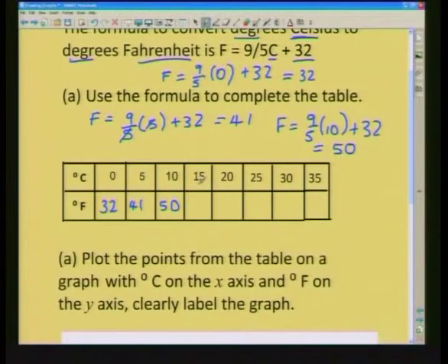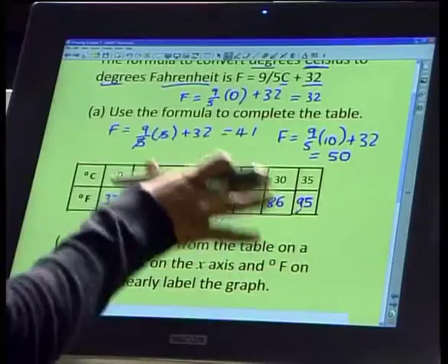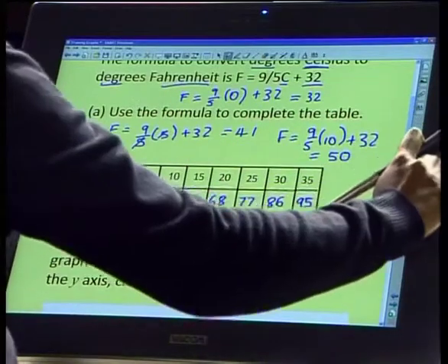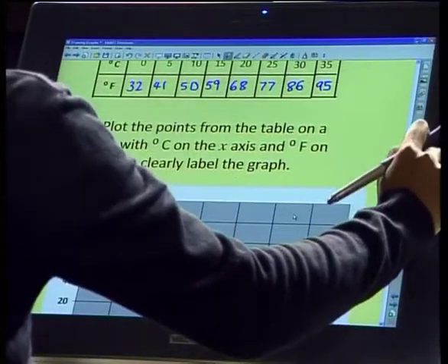For 15 degrees Celsius, you will get a corresponding 59 degrees Fahrenheit. 20 degrees Celsius would give you 68 degrees Fahrenheit. 25 would give you 77, and 30 would give you 86, and 35 degrees will give you 95 degrees Fahrenheit. So we've already answered the first part of the question. We have completed the table by making use of the formula.